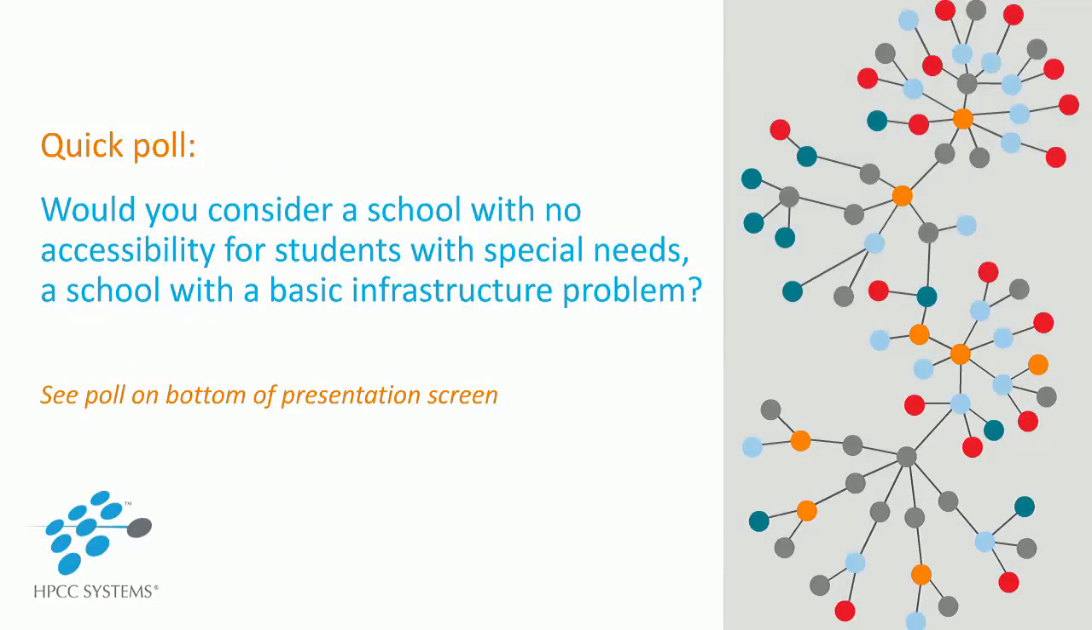But first I have a quick question for you. Would you consider a school with no accessibility for students with special needs a school with a basic infrastructure problem?